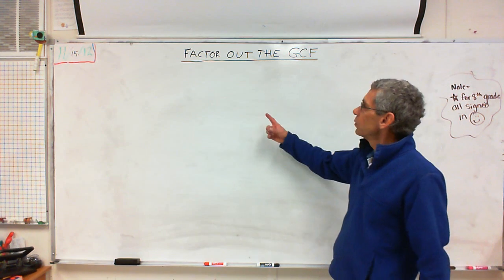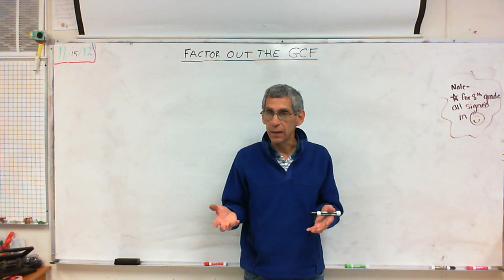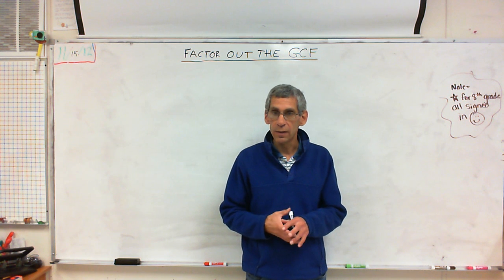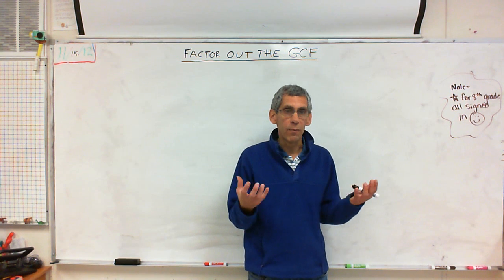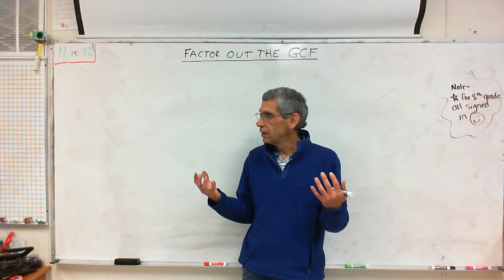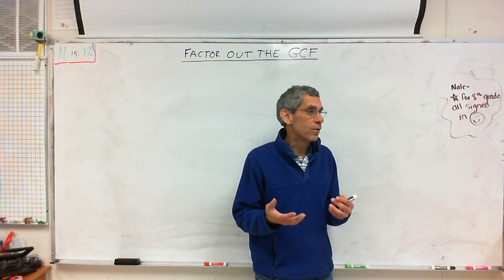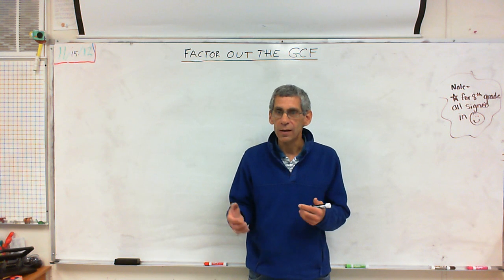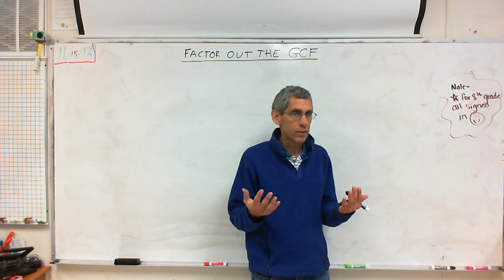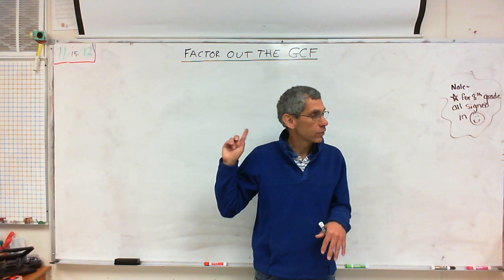Okay, so yesterday we talked about finding the greatest common factor, right? I give you 2 or 3 or 4 or 5 numbers, and I ask you to find the greatest common factor, right? That's not the end all. The end all is there's more to it. Once you find the greatest common factor, you can then factor it out of the original expression.